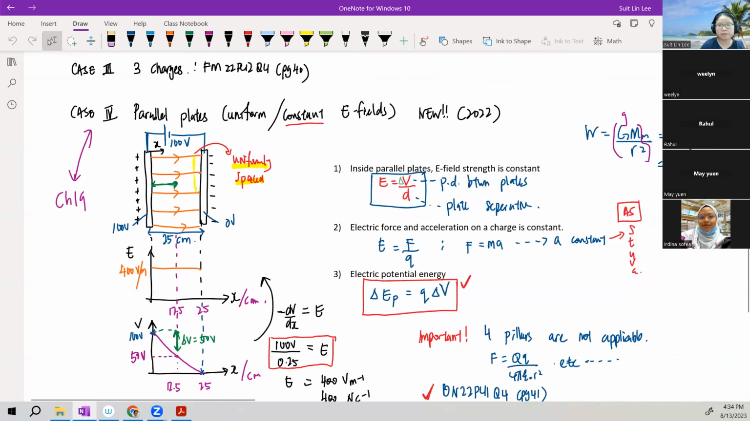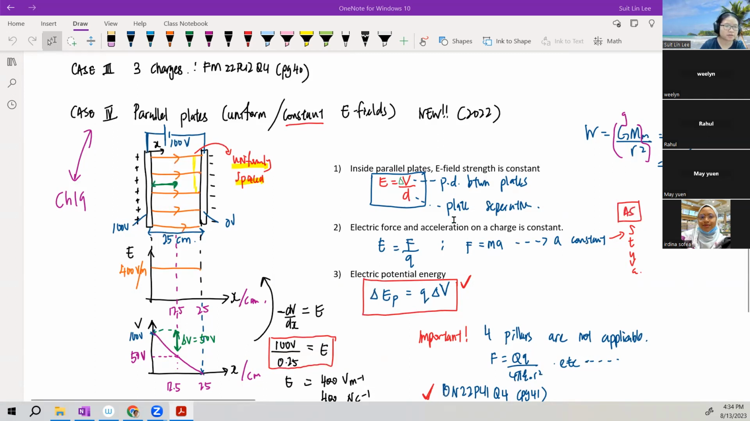Okay, so parallel plate is supposed to be the easier question because it has something to do with uniform field or constant field. If the field is constant, we no longer need to use the Coulomb's law equation, KQQ over 4 pi epsilon naught r square, is not really needed anymore. So what we actually need to apply is actually the definition connectors.